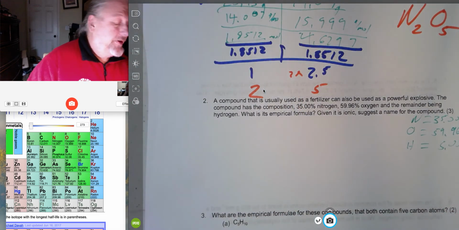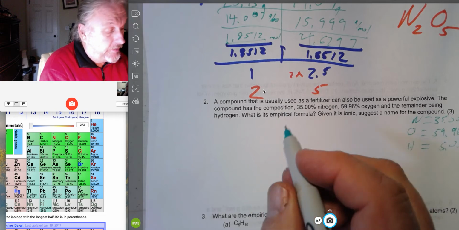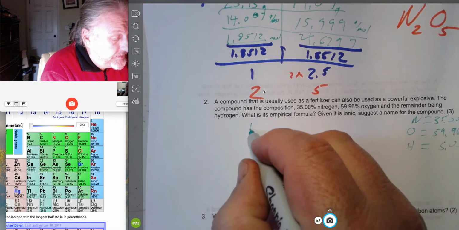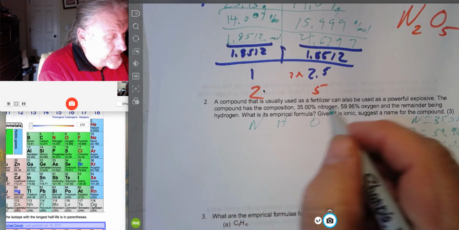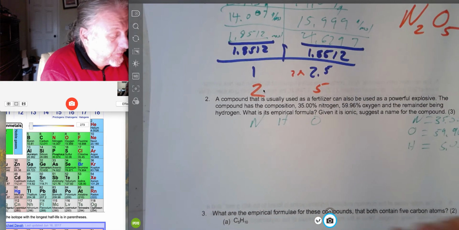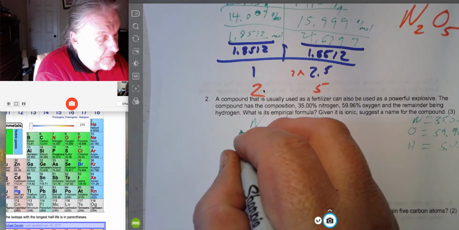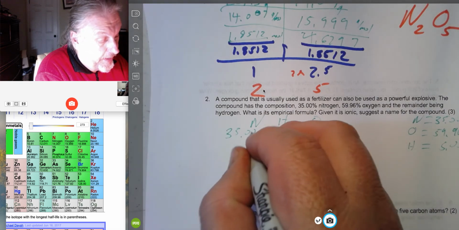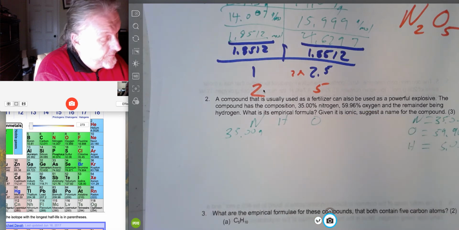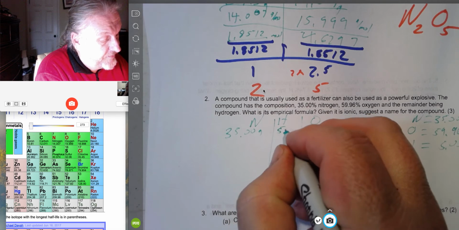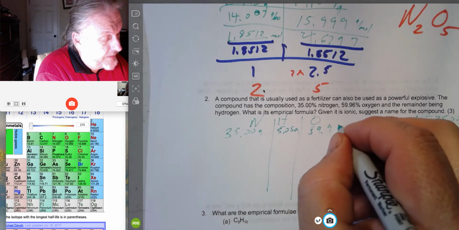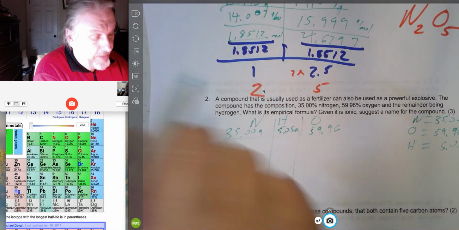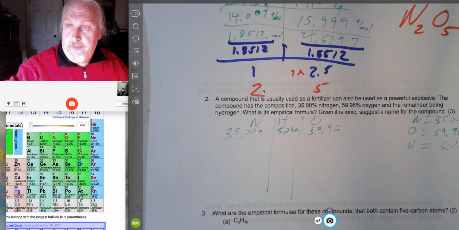And if I add all that up, that's 100. So let's go back and use our little table. I've got nitrogen, hydrogen, and oxygen. No particular order I put those in. So I've got 35 grams out of 100 of nitrogen. Do our table thing. I got 5.05 grams of hydrogen, and oxygen I have 59.96.